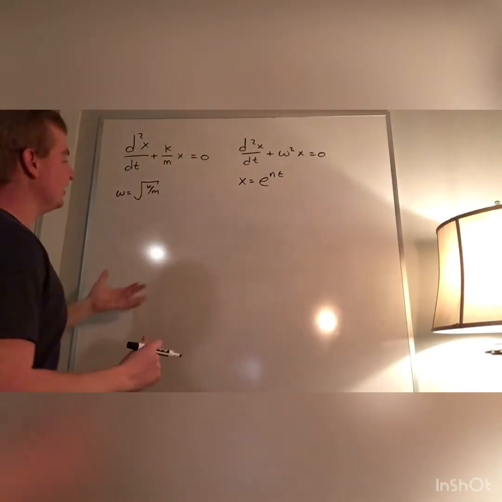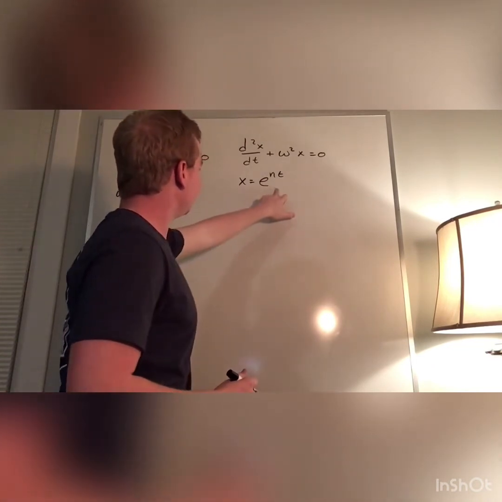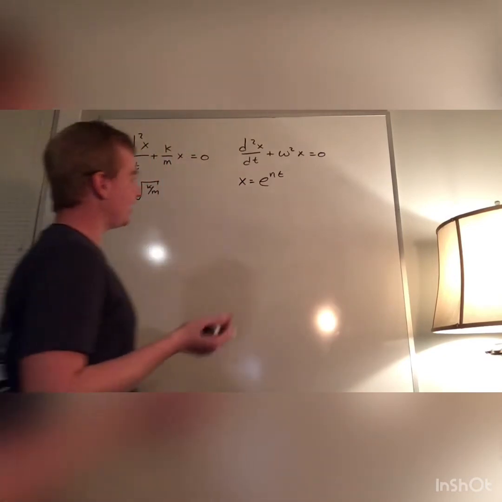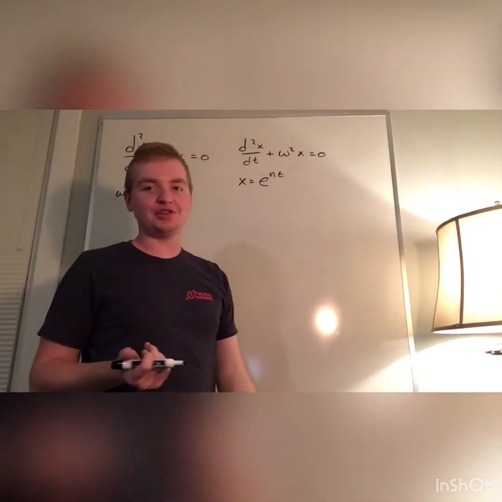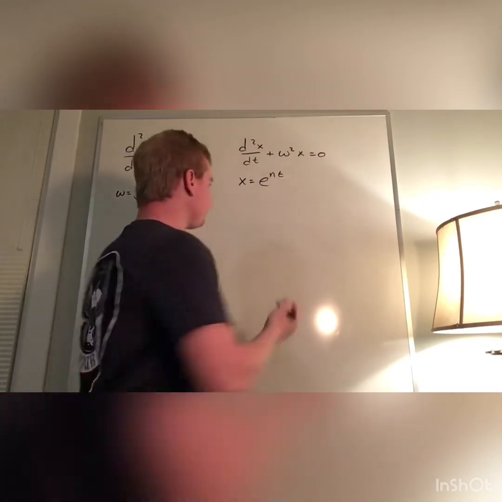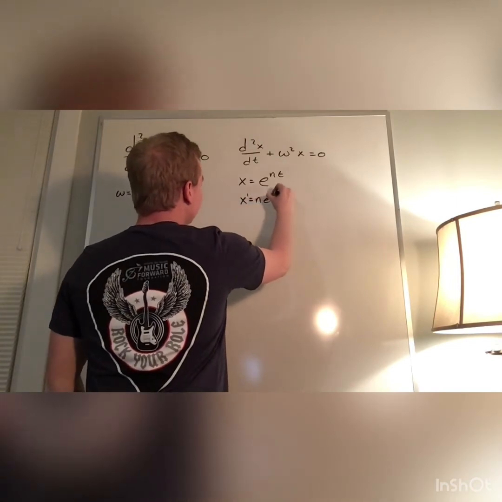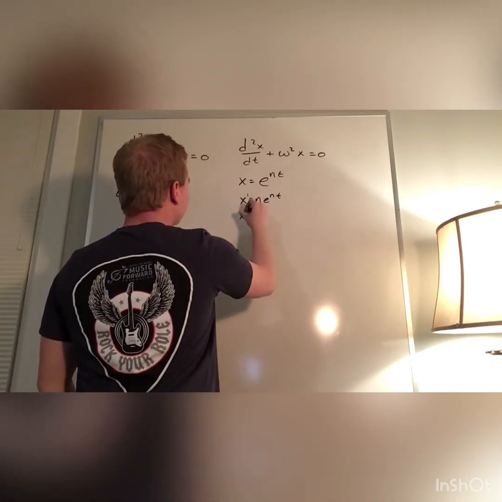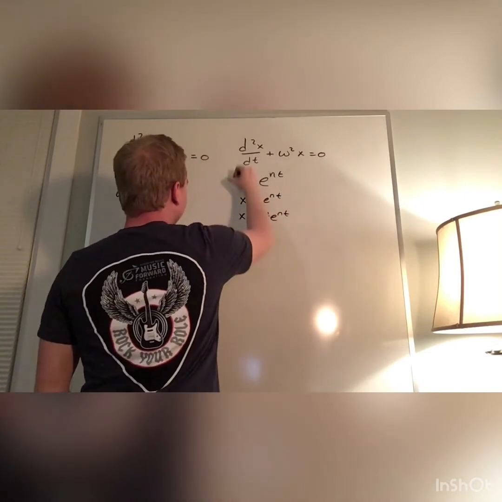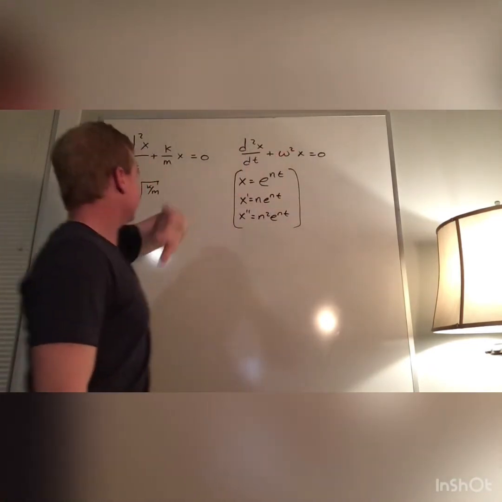So what we're going to do is take the derivative of this function and plug it into this differential equation and see what happens, right? We're going to try to find a solution. We're particularly looking for this n right there. So x prime is equal to n e to the nt, and x double prime is equal to n squared e to the nt, okay? So we're going to plug these into this equation.